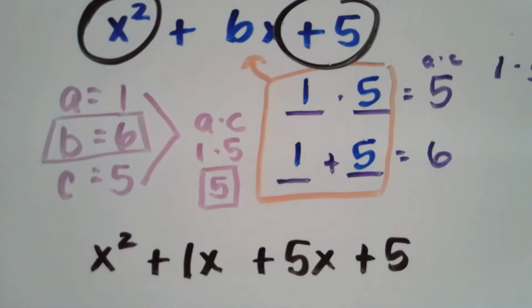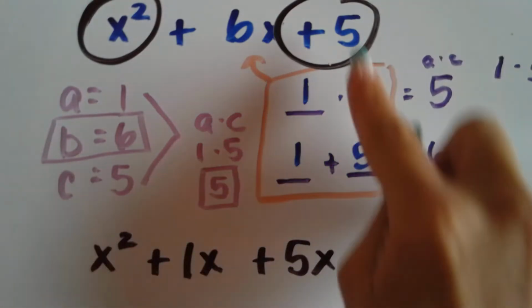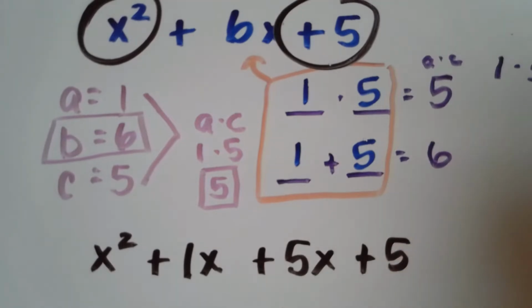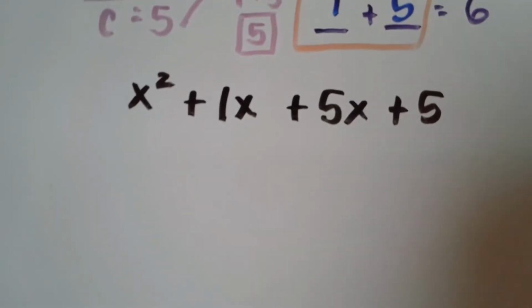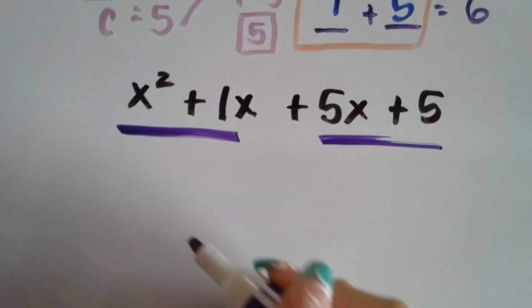I don't want you to be confused about why we're doing 5. So this 5 is right here, and this 5 is right here. Now, we're going to get into factor by grouping. So we have this piece and this piece.